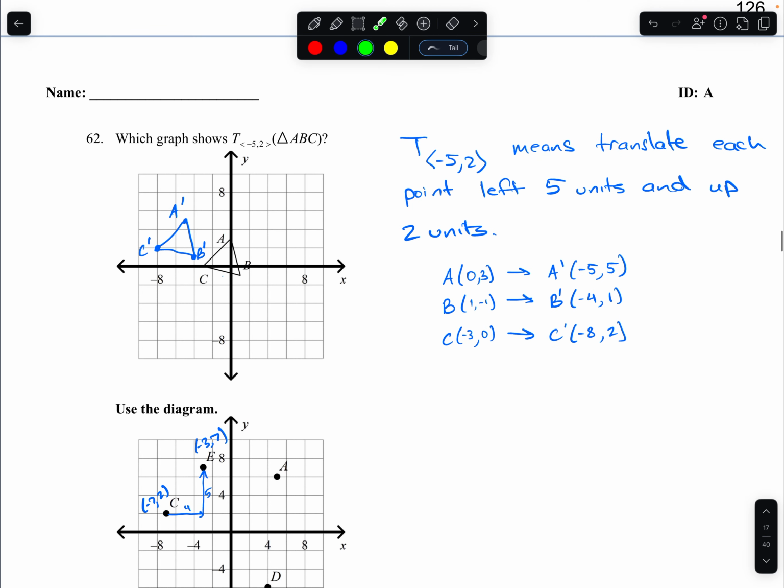Number 62, we have a triangle ABC, and we need to translate, that's what that capital T stands for, 5 units to the left, 2 units up. Be careful, the boxes are scaled by 2s, not 1s. So if I go 5 units to the left of, like, let's say point C here, that's 1, 2, 3, 4, 5. And then 2 units up, 1, 2, would put us right here. If you do the same thing for A and the same thing for B, you have all 3 points of your image. Connect the dots, draw your triangle. They should look congruent, the 2 triangles.